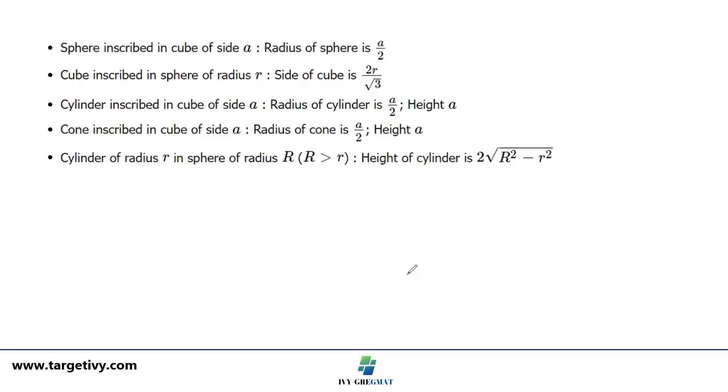Okay, this part is not that important, but still: sphere inscribed in a cube of side A. The radius of the sphere is A by 2. Side of the cube is 2r by root 3. Cylinder inscribed in a cube of side A. You can derive these, the radius, height A, et cetera. Cone inscribed in a sphere, cylinder of radius r in a sphere. These are just additional things which are given.